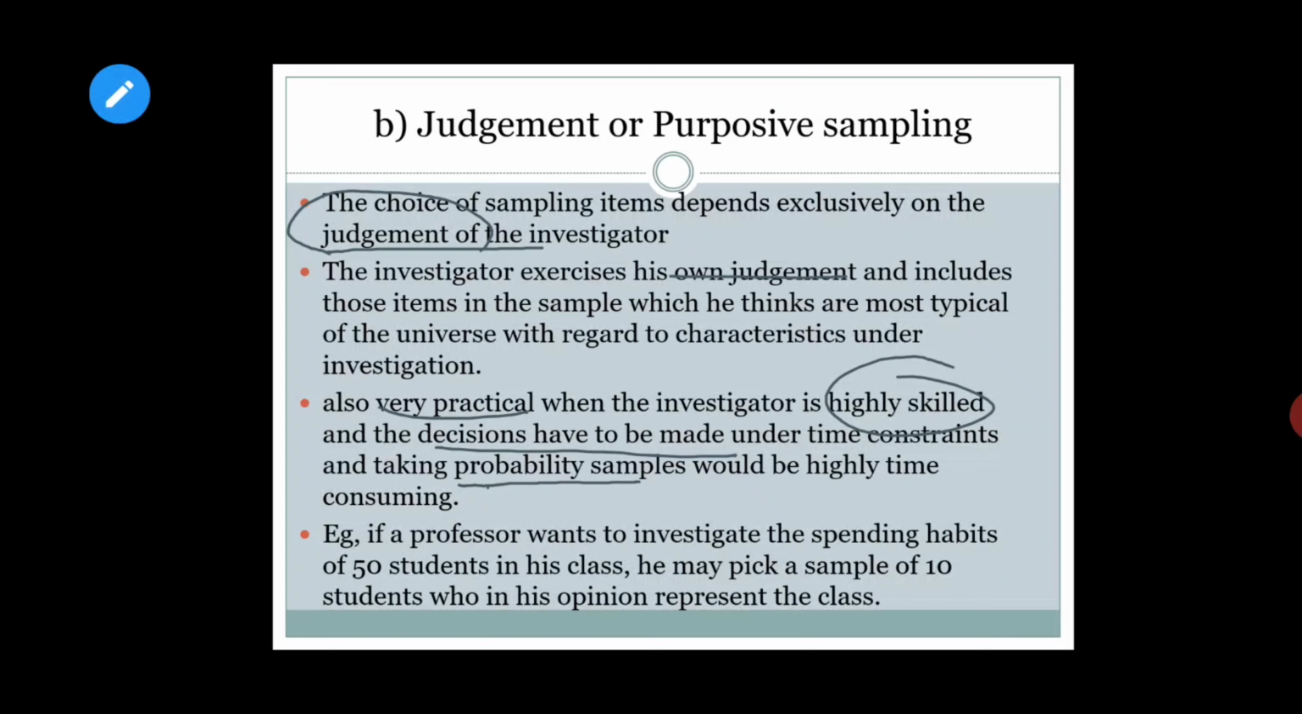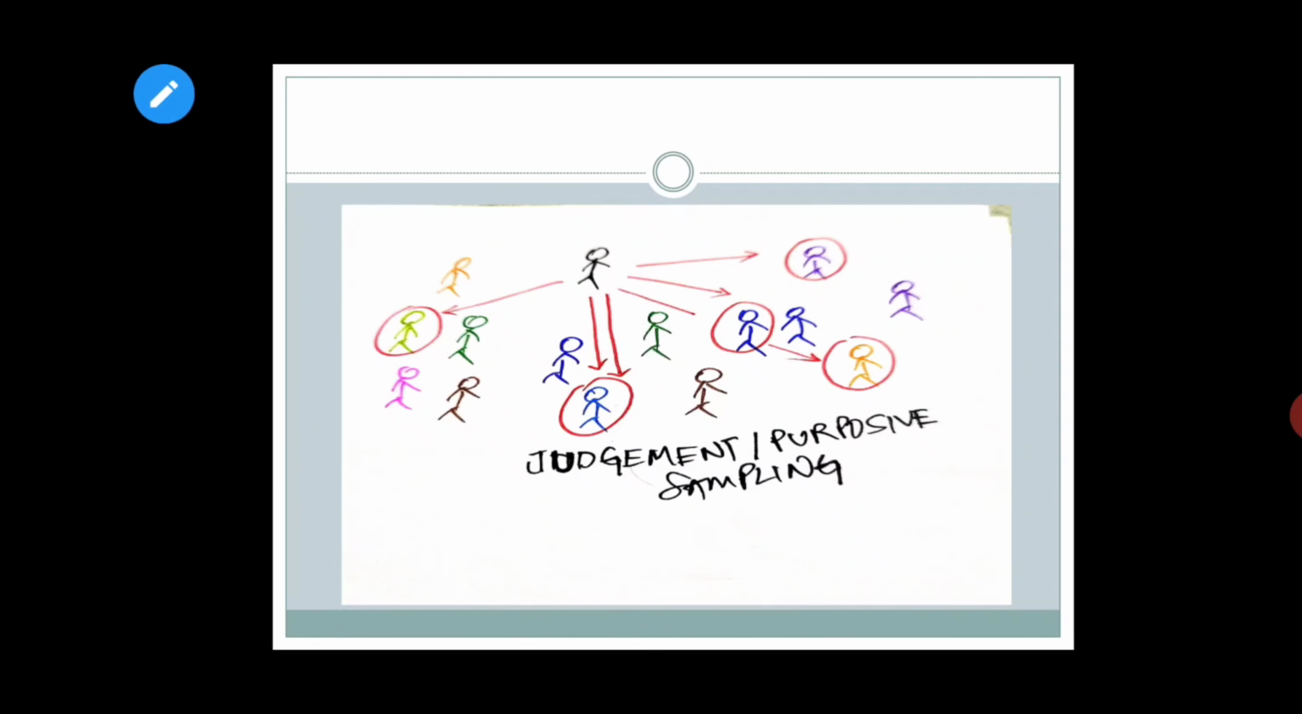Example, if a professor wants to investigate the spending habits of 50 students in his class, he may pick a sample of 10 students who, in his opinion, represent the class. That means the professor is exercising his judgment in selecting the sample of the population, right? So this is what judgment sampling looks like. The researcher gets to choose the units of population by exercising his judgment. That means there definitely is place for bias and partiality.